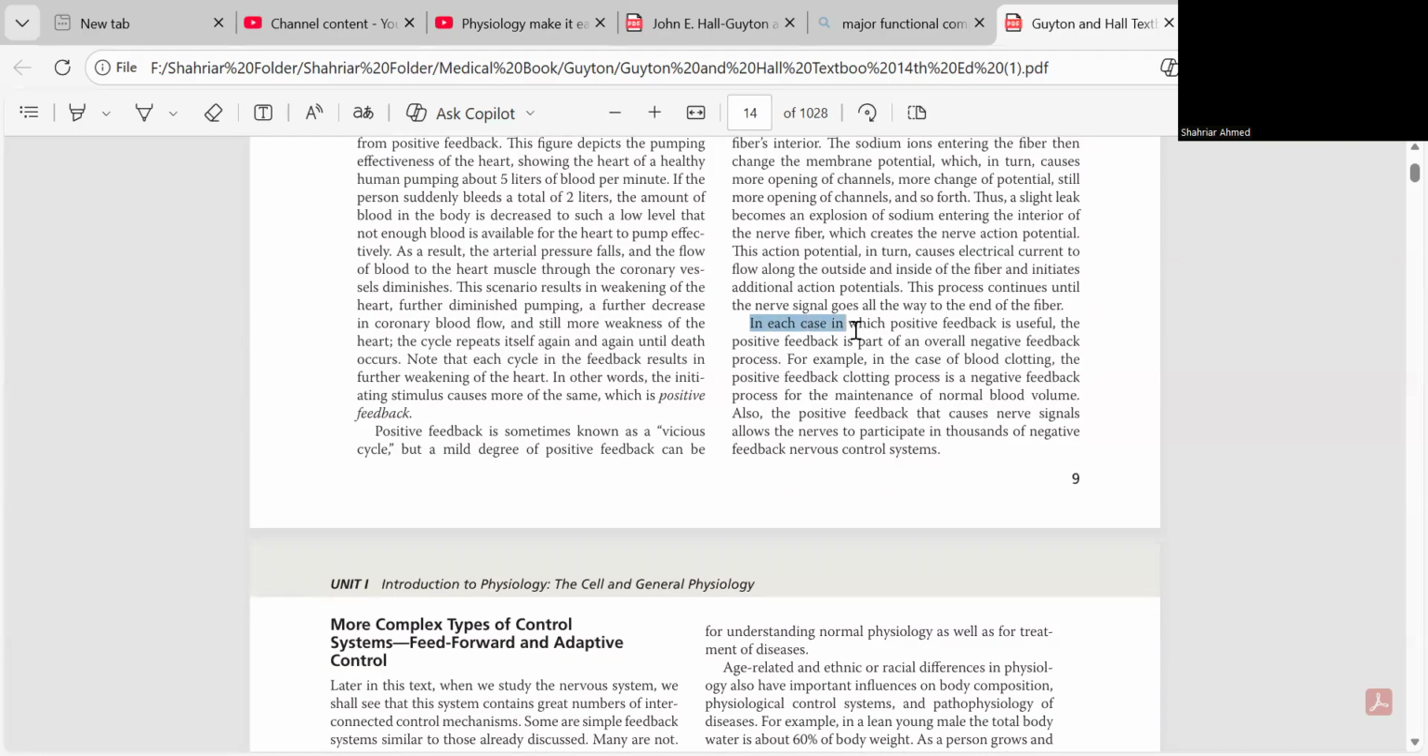In each case in which positive feedback is useful, the positive feedback is part of an overall negative feedback process. For example, in the case of blood clotting, the positive feedback controlling process is a negative feedback process for the maintenance of normal blood volume.